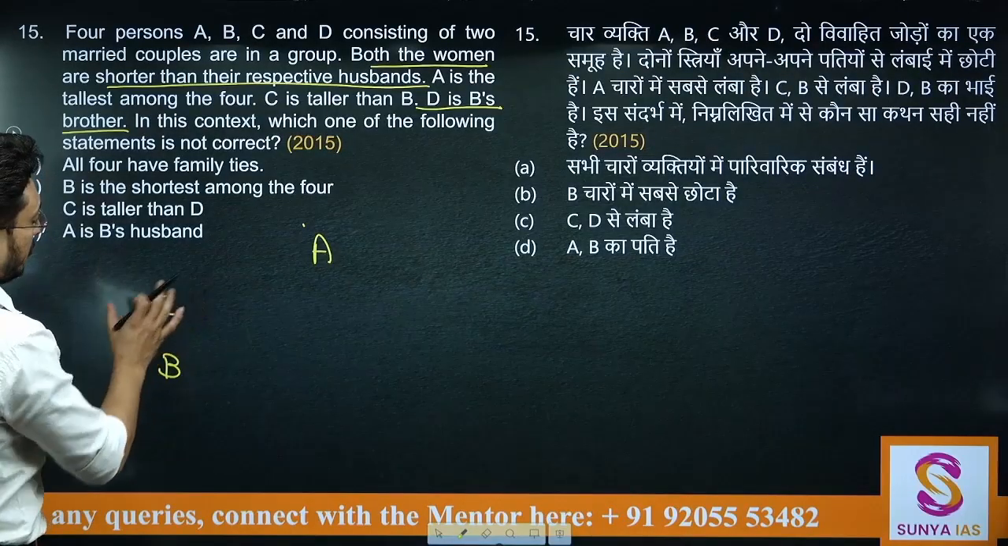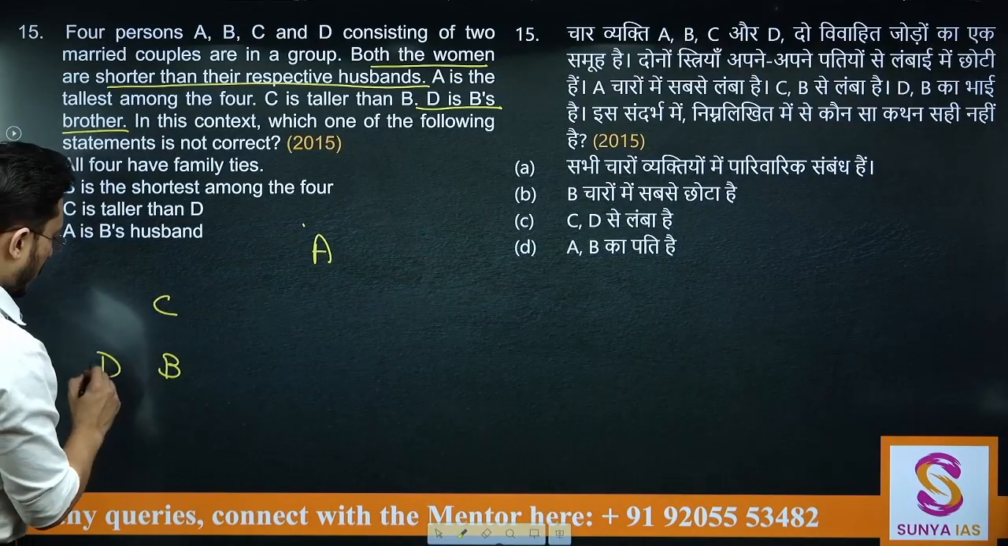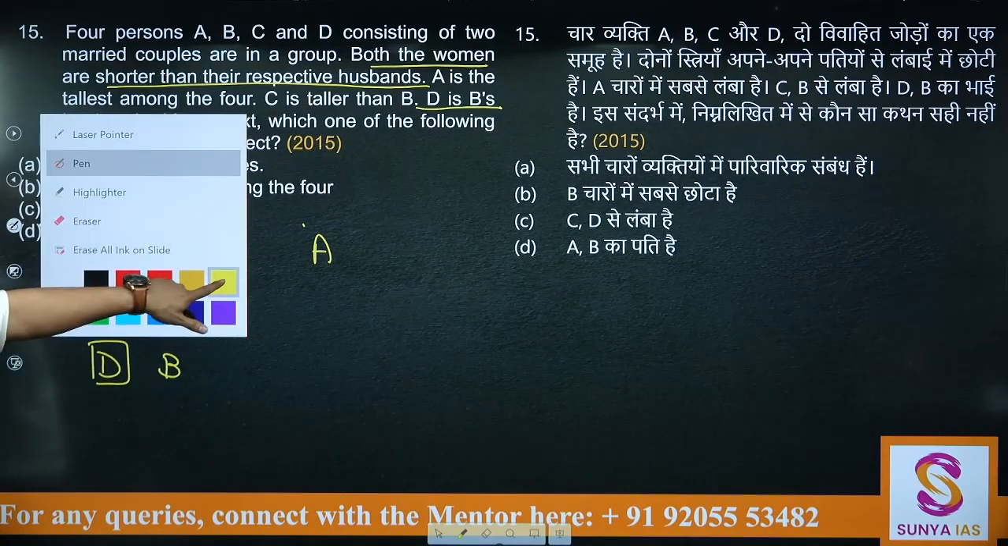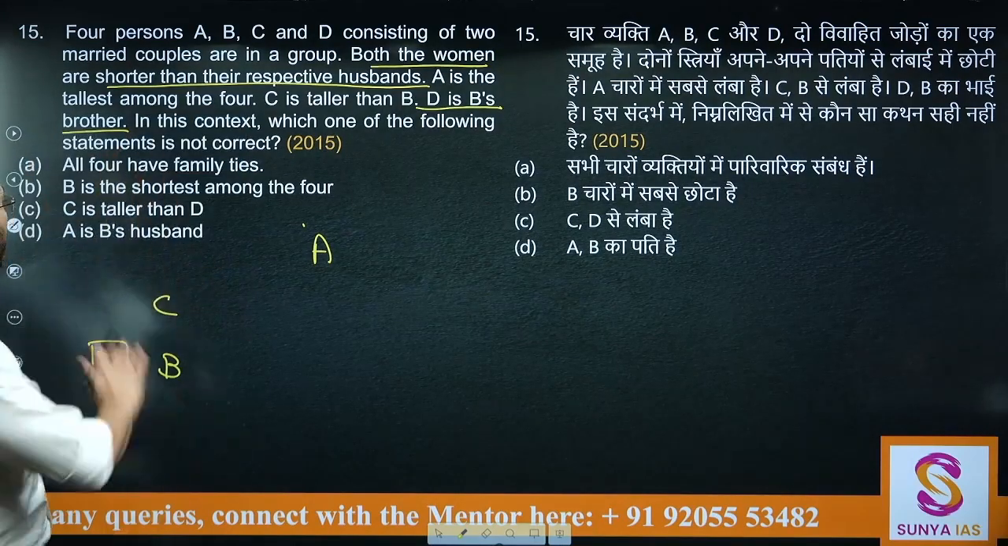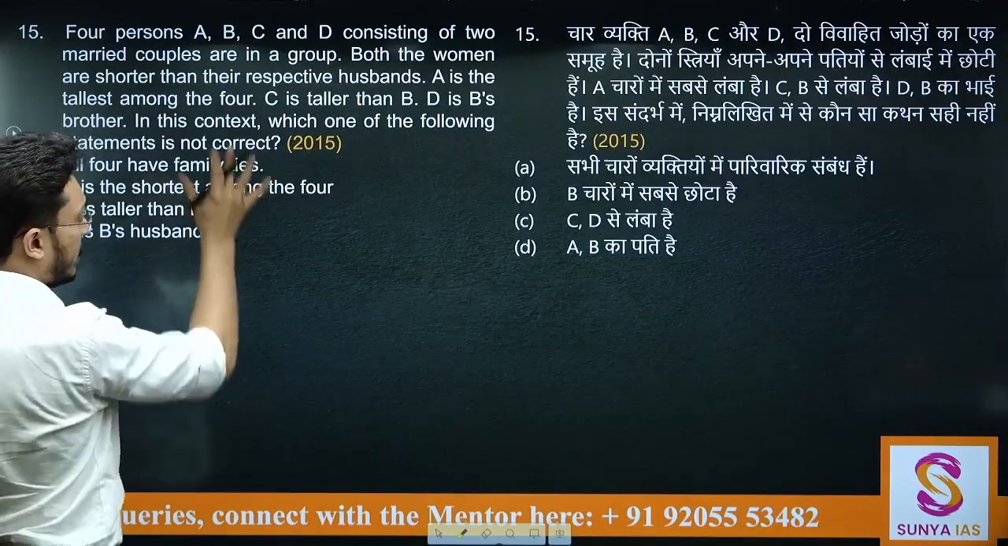C is taller than B, and D is the brother of B. In this context, which of the following statements is not correct? So here we need to find out which of these is specifically not correct. First we'll find out what is the relation here, if there is some relation that is given. Yeah, we can decipher here.